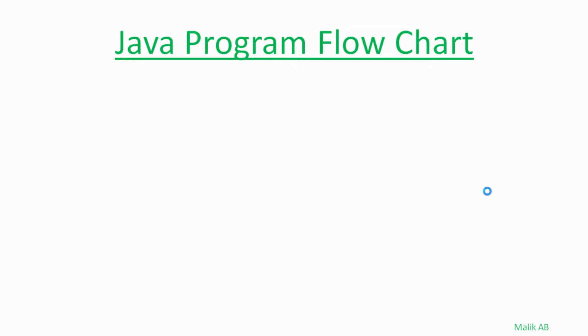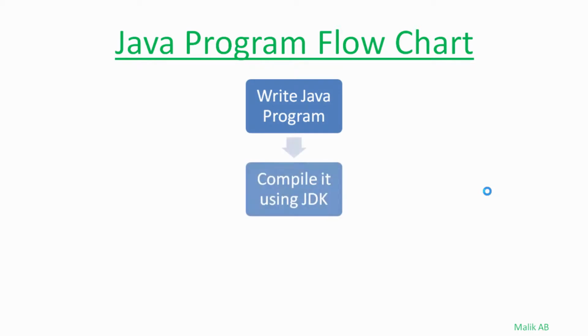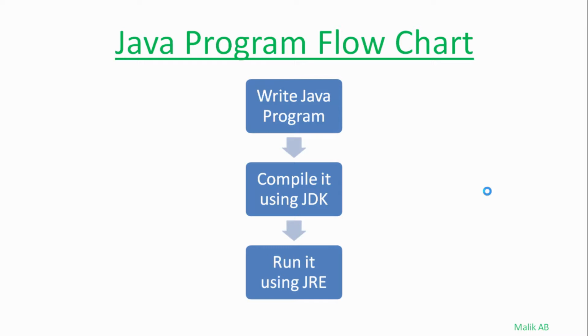So first of all, let's check what is the flow of a Java program, and then we will write our first Java program. First, we will write our Java program in our text editor. Then we will compile this Java program using Java Development Kit, and our output will be .class extension, which is also known as bytecode. Then we will run our Java program using the JRE, Java Runtime Environment. Input of JRE will be our Java bytecode and output will be printed on the console. So due to this Java bytecode, we can run our Java program on any operating system.